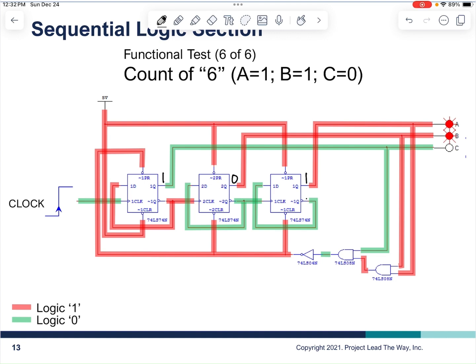Right? Opposite, Q naught, opposite, opposite, waiting at the door. And rising edge of clock comes in. Right? And you change to 0, change to 1, and 0 changes to 1, you get a clock for the B. 0 changes to 1, 1 changes to 0, 1 changes to 0, you don't have a clock for the A. So the final output is 1, 1, 0.